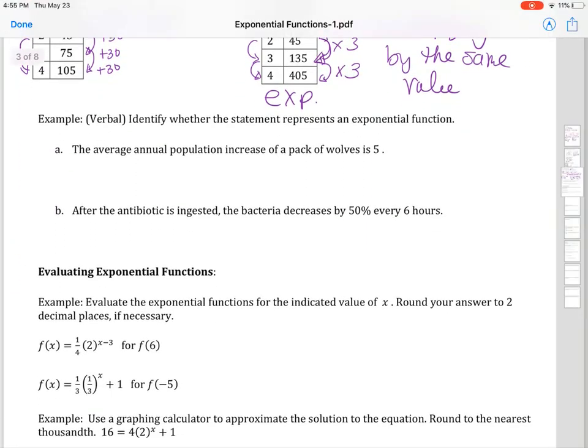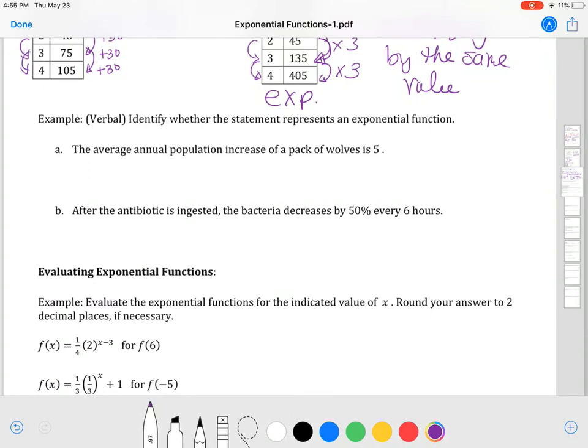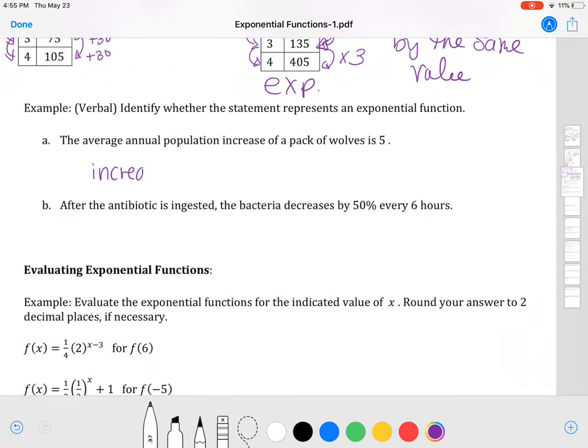Now the last example, when we look at our verbal representation, in the first example, it says the average annual population increase of a pack of wolves is 5. So every year it increases by 5. So when the year changes by 1, the number of wolves increases by 5. So this is a constant change. This is an increase by 5 every year. It's constant. So this is going to be an example of a linear function.